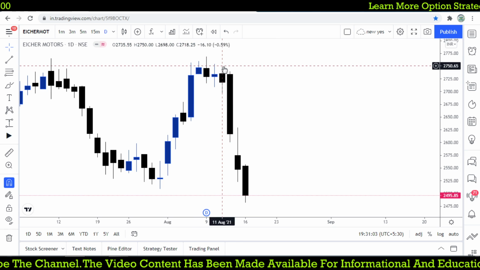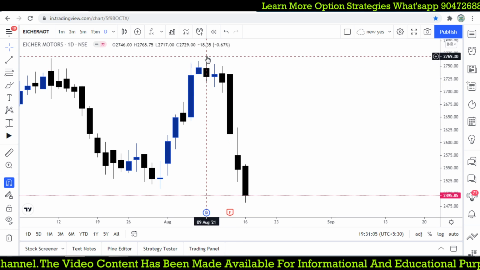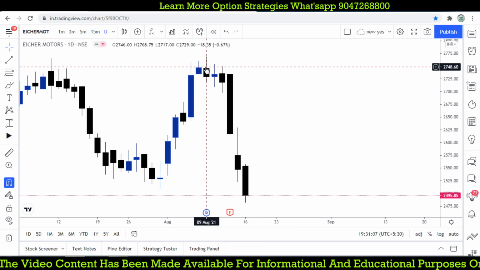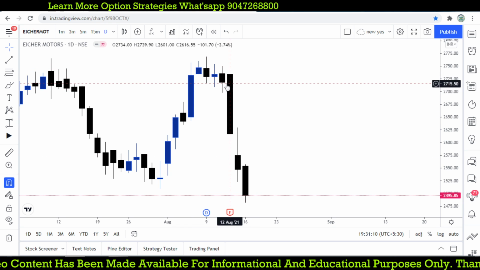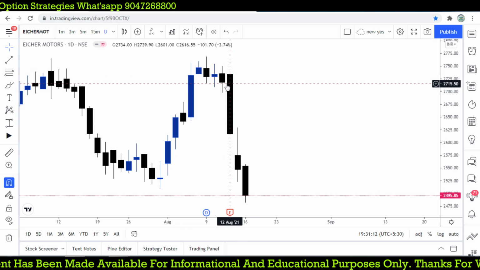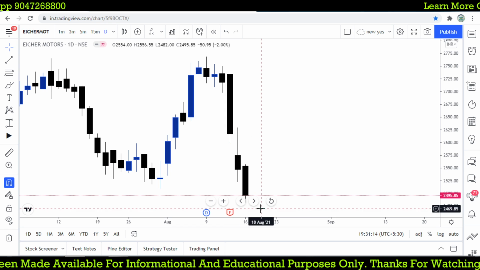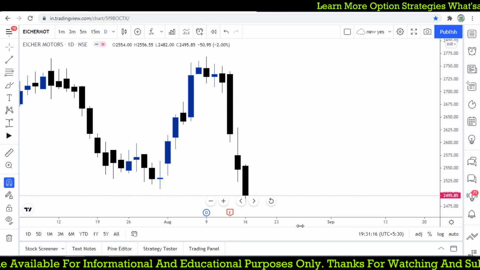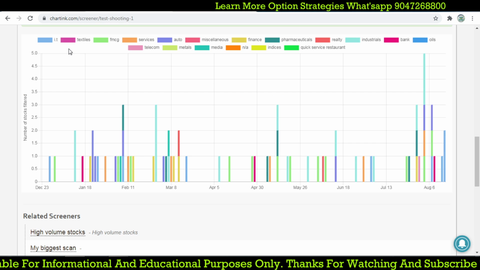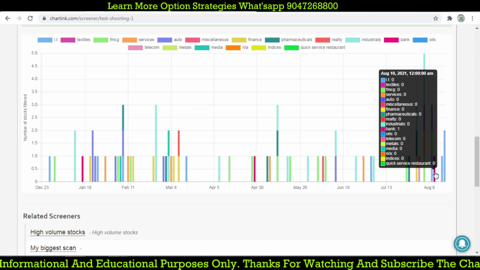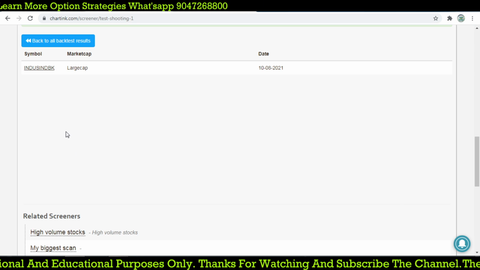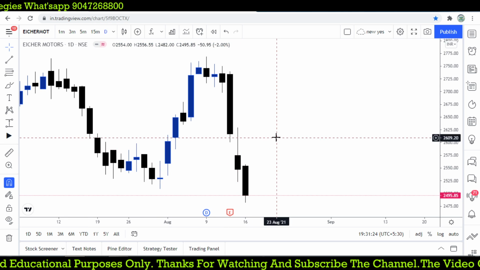Again, this one on 9th August is forming a great candle. It broke around 2715, and now it is 2495. Again, such a great profit, right? And the recent trades, this one on 10th August, IndusInd Bank. Let's check IndusInd Bank.